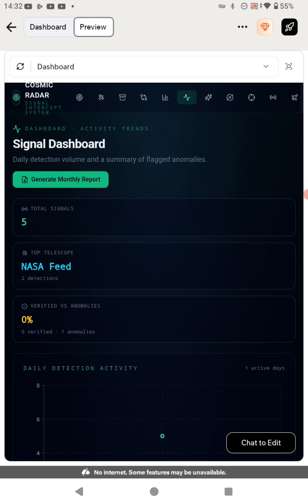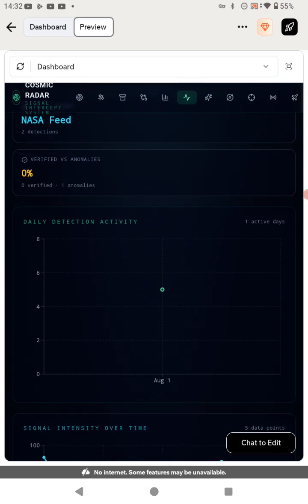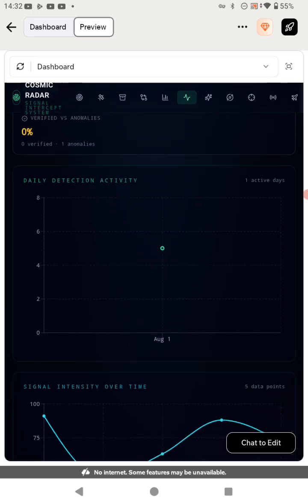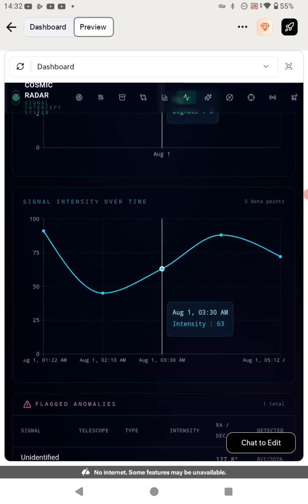Now that's 5, not sure what that is, because again, the writing is too light. So now we got the NASA feed, and I'm not sure what that is, but whatever it is, it's 0%. And daily section activity, this will show you what the activity is when you're viewing the cosmos. Oh, okay, signal intensity over time, which is the sine wave. And it shows, I don't know how I did that.